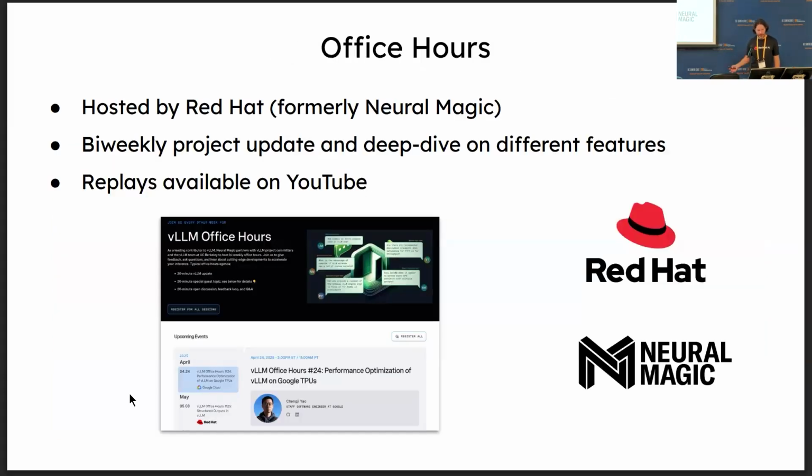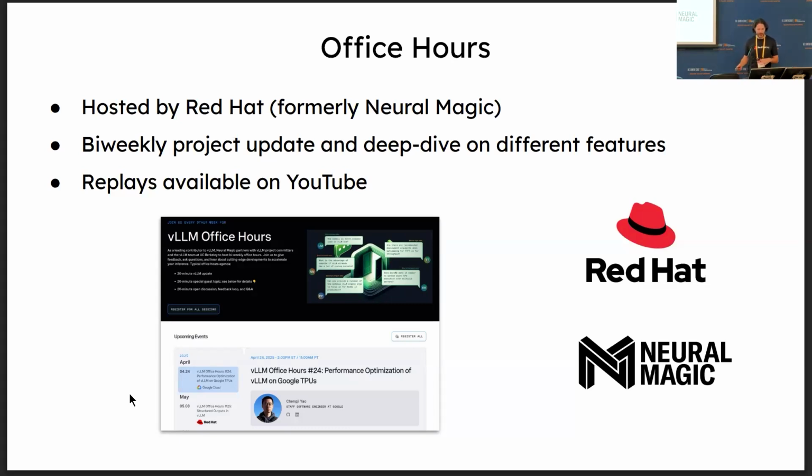We also ran office hours. These were also hosted by Red Hat. Before that it was the Neural Magic folks, a startup that Red Hat acquired that was heavily involved in vLLM, and I'm part of that team now. I didn't belong to Neural Magic; I actually moved from IBM Research into Red Hat, but joined up with the Neural Magic folks.